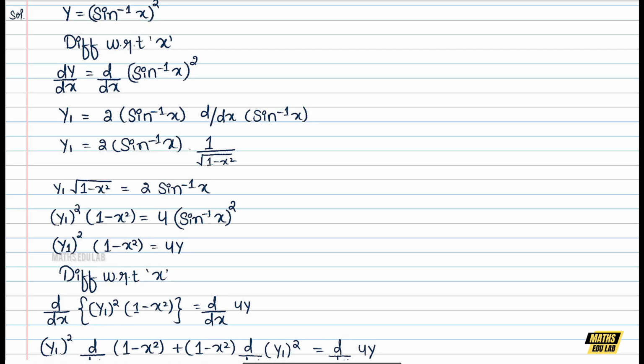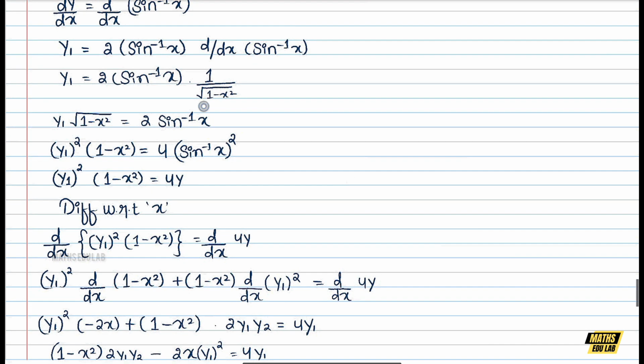So after doing the derivative, derivative of sine inverse x whole square is 2 sine inverse x, but again here we have to follow the chain rule, so the derivative of sine inverse x will be 1 by root over 1 minus x square. So this value will get multiplied to the left hand side and will be written as y1 root over 1 minus x square is equal to 2 sine inverse of x.